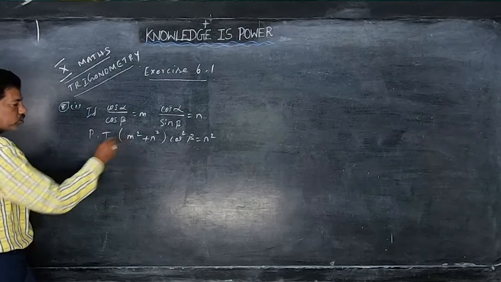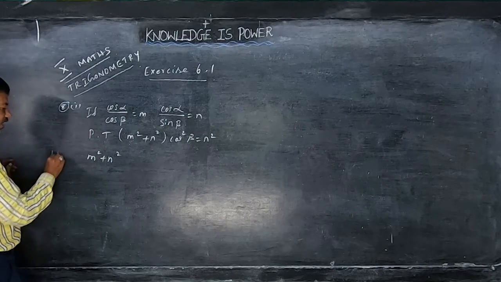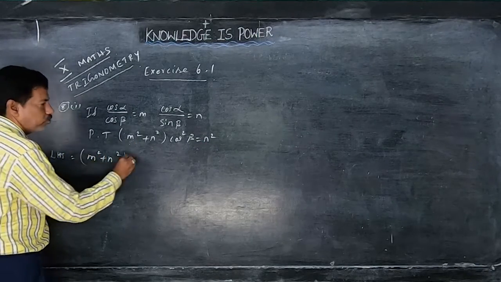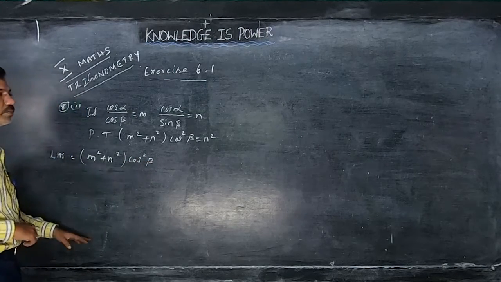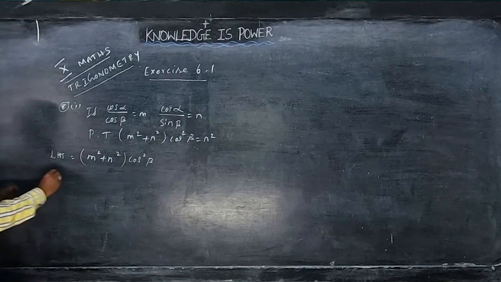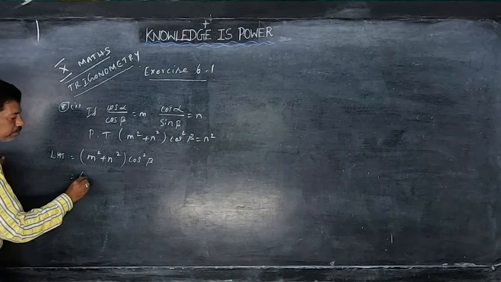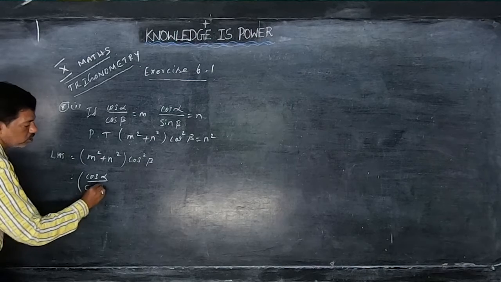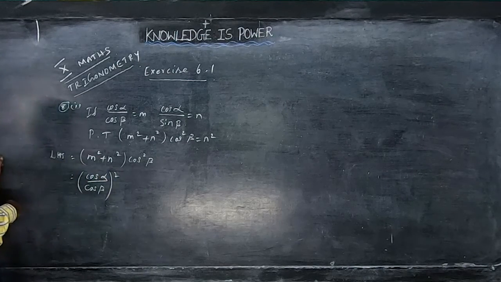First take the left hand side, LHS: m square plus n square, what is written? Cos square beta. Using this concept you have to prove what? n square. What is m? Cos alpha by cos beta. Substitute this, whole square. Can you follow that?